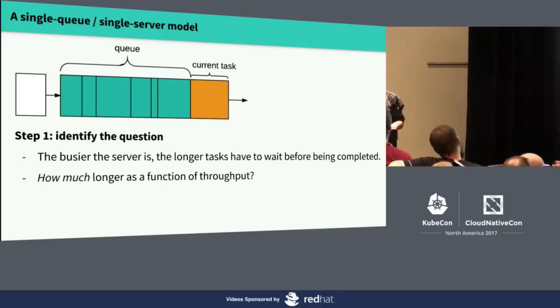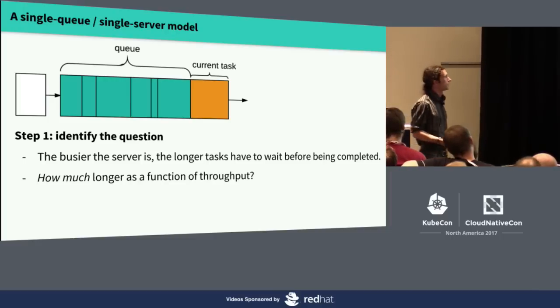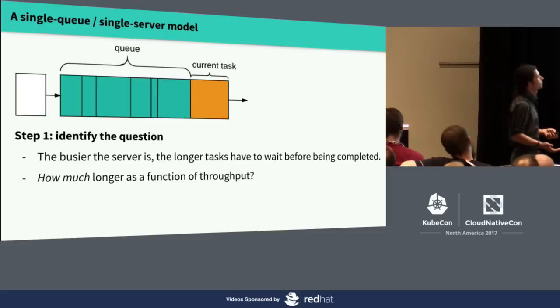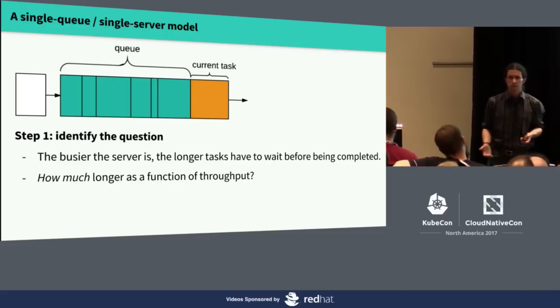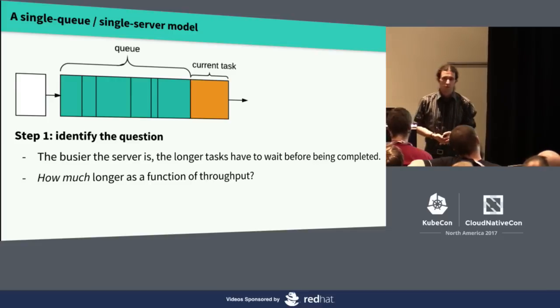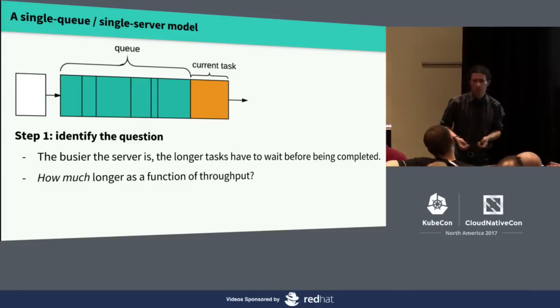So, intuitively, it's pretty clear that in this model, the busier the server is, the longer tasks will probably have to wait before they can be completed. Kind of like what we saw in the picture. The busier the server was, the greater the latency was. And our question is, well, as a function of throughput, exactly how much longer?